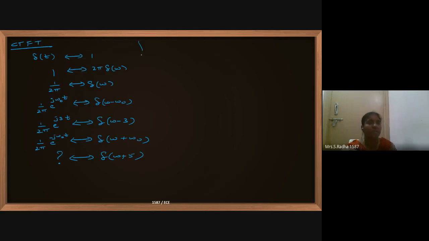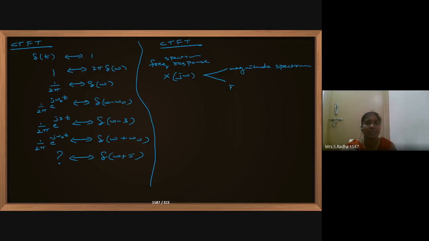You should be able to tell. And in CTFT, we have, almost at the end, the frequency response. Frequency response is denoted by x of j omega. It can be called frequency response or spectrum response. It is nothing but the magnitude spectrum plus the phase angle spectrum. The magnitude spectrum is given by mod x of j omega, and the phase angle spectrum is given by angle of x of j omega.